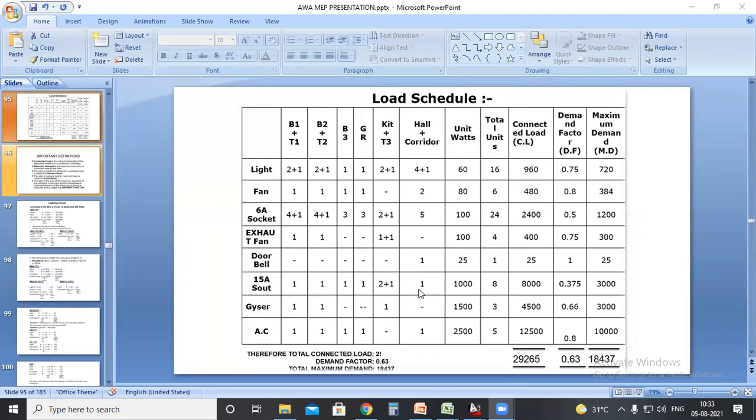So from this particular load schedule, we have 14 power circuits and 9 light circuits. So the total number of circuits is 23. So we have 23 circuits coming inside a particular residential building. Based on this, we have to check what supply is required.